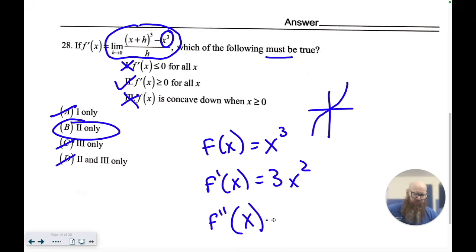Or if we didn't know what that looked like, which we definitely should, we could take the second derivative. We get 6x. And when x is greater than 0, this is positive, so then the original would be concave up. But you should know what x cubed looks like, so you don't have to worry about taking the second derivative.